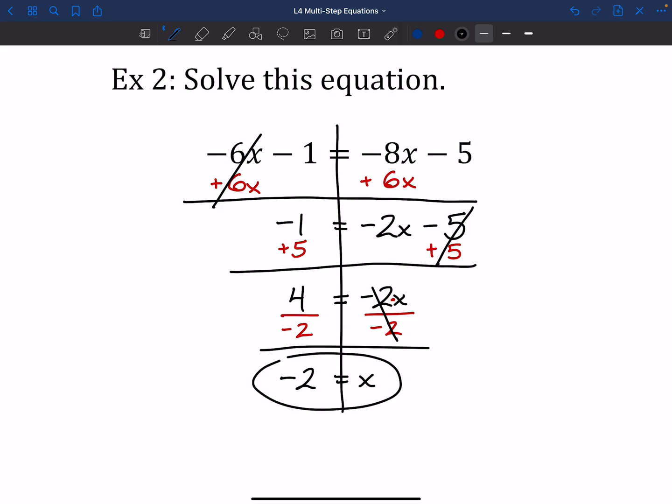All right, so this is where we're at. Negative 2 is equal to x. If you did it out the other way, if you started by adding 8x to both sides, then your answer will probably look like this, x equals negative 2. Those mean the same thing, right? No worries either way.